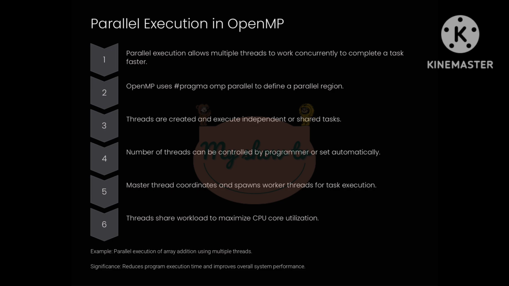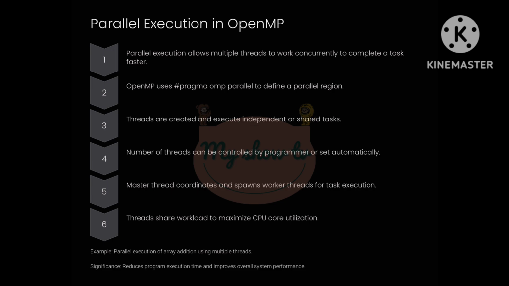Slide 2. Parallel execution in OpenMP. Parallel execution is at the heart of OpenMP. It allows multiple threads to run concurrently, which makes programs faster by dividing work among available processors. We use the directive pragma omp parallel to create a parallel region. This is the part of code that will be executed by multiple threads. When this directive is encountered, a master thread creates multiple worker threads. These threads execute the code in parallel and then merge back into a single thread.